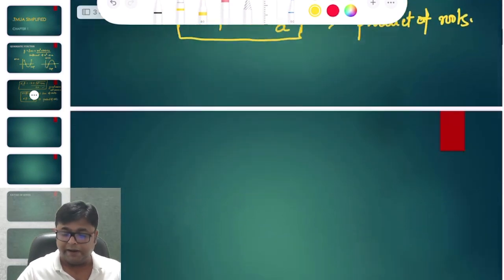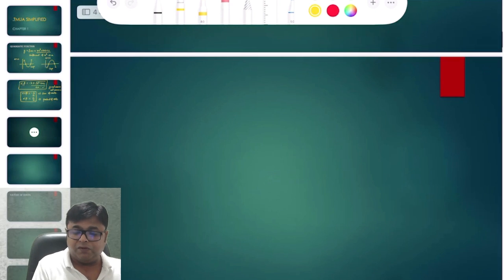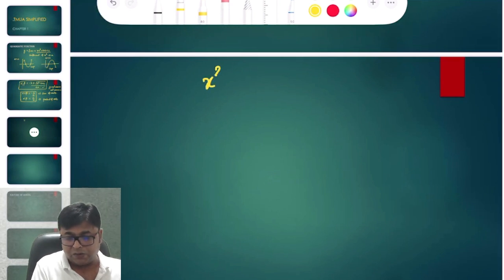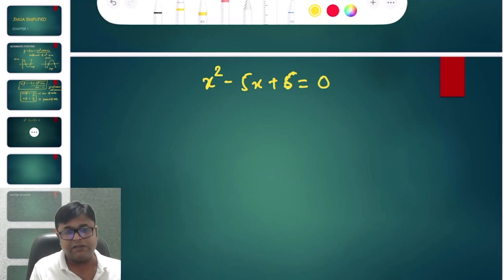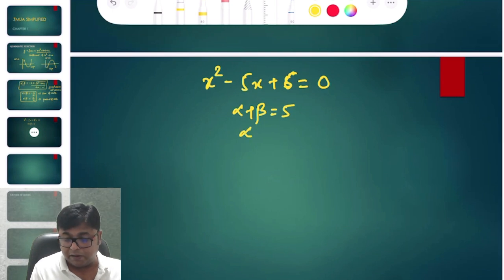Now let's move ahead, and suppose I have to calculate the roots of the equation x² − 5x + 5 = 0, or let's take 6 first. Now this can also be done by middle term split, or we can do it directly also, by asking what the sum of roots is here, which is 5, and what the product of roots is here, which is 6.